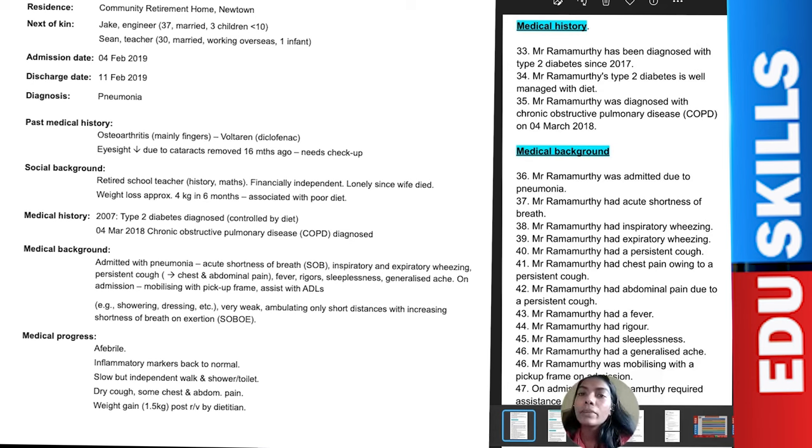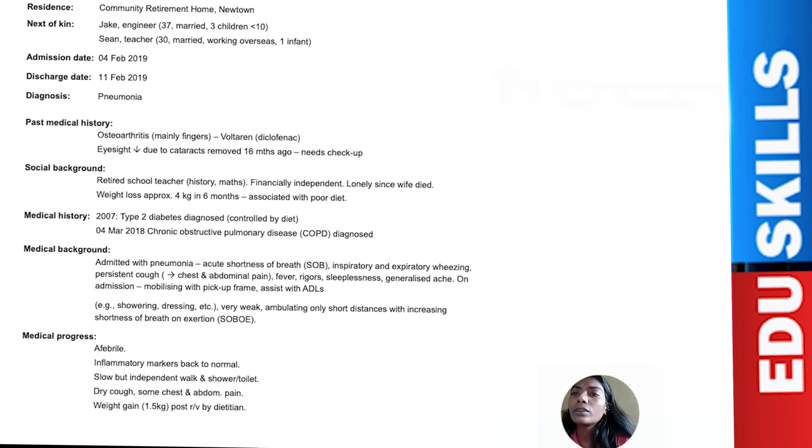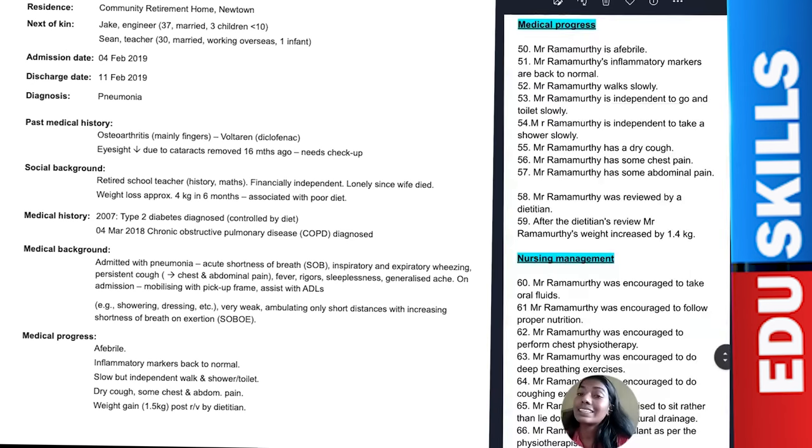Okay. Here we are making simple sentences without any conjunctions. Only simple sentences. This is just an example. In your own way, you can make simple sentences and you can correct them with Grammarly. And next we are moving on to the medical progress.